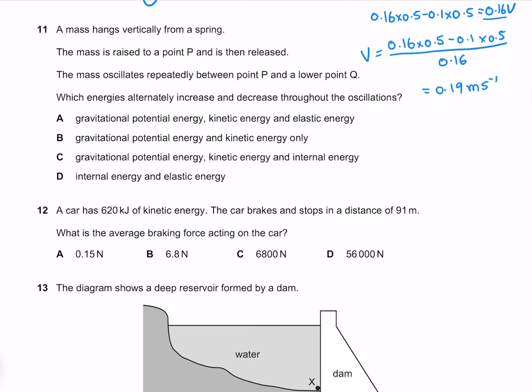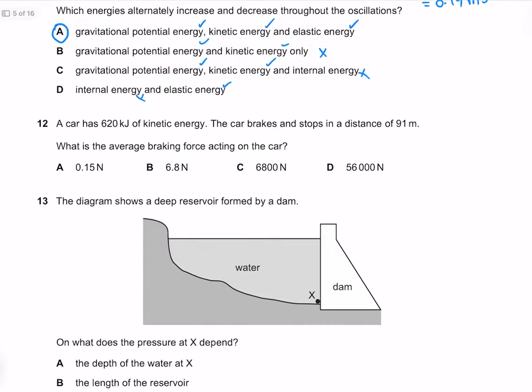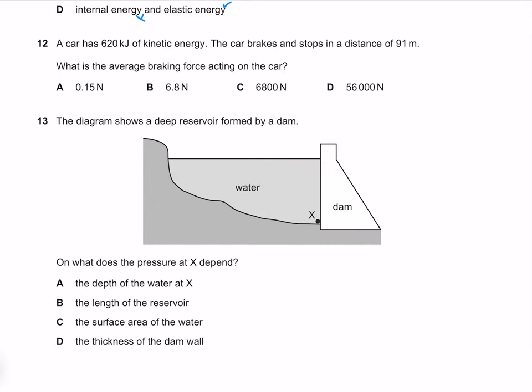A mass hangs vertically from a spring. The mass is raised to a point P and is then released. The mass oscillates repeatedly between point P and a lower point Q, while energies alternately increase and decrease throughout the oscillations. The height oscillates, so too must our gravitational potential energy. So does the velocity, so must our kinetic energy, and so does our extension, therefore so too must our elastic energy. B doesn't have elastic energy, and we wouldn't expect a change in internal energy, so our answer must be A.